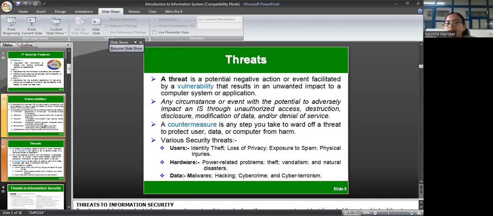A countermeasure is any step you take to avoid a threat, to protect your user data or computer from getting harmed. Various security threats are as follows. First one is users: identity theft, loss of privacy, exposure to spam, physical injuries, etc. Hardware examples are natural disasters, theft, etc. Data: malware, hacking, cybercrime, or cyber terrorism, which is another level of getting your data harmed.